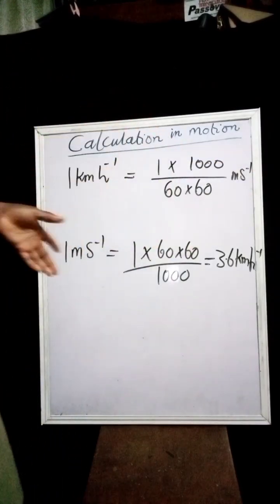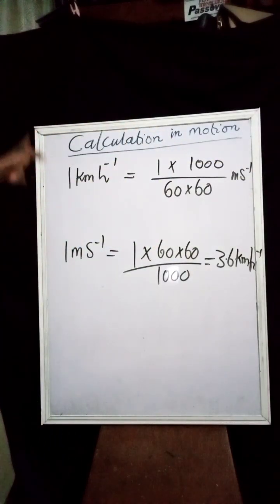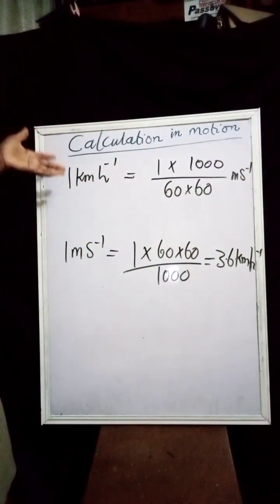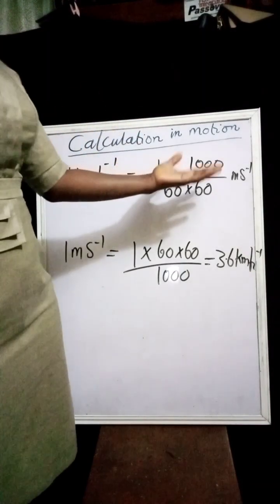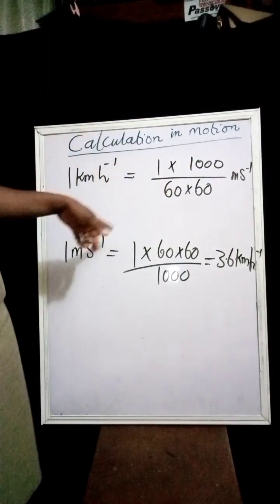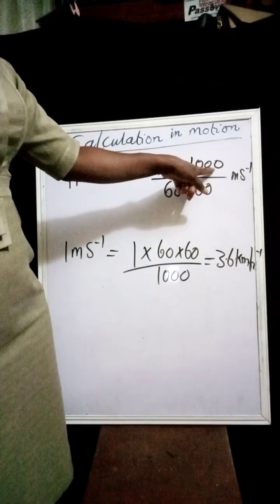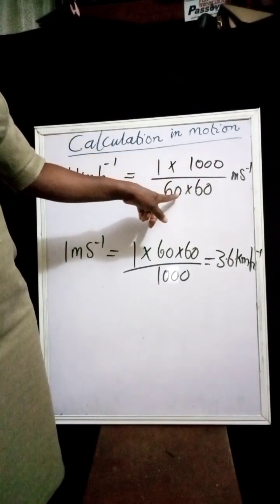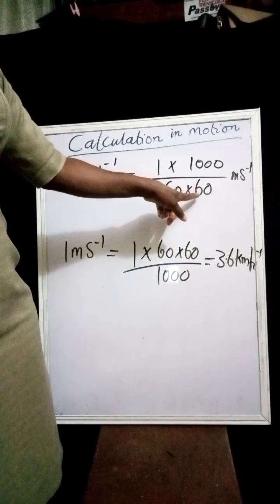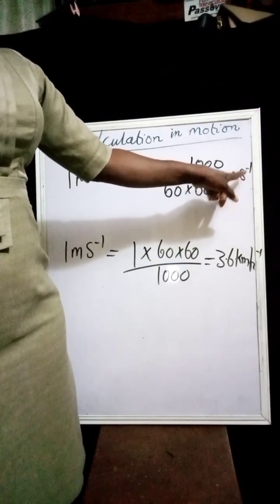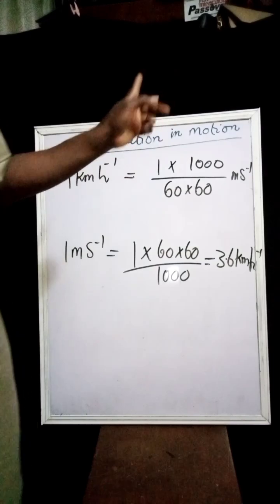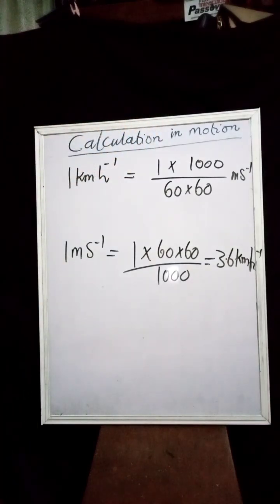So if I am given 3 kilometer per hour, for me to convert it into meter per second, I would just say 3 multiplied by 1000 divided by 3600, and that will give me the answer in meter per second. I hope it's clear.